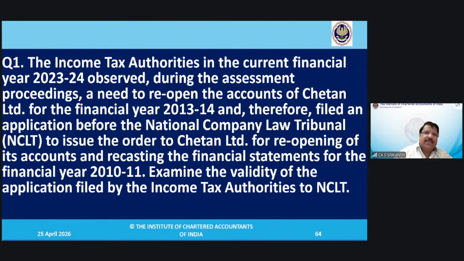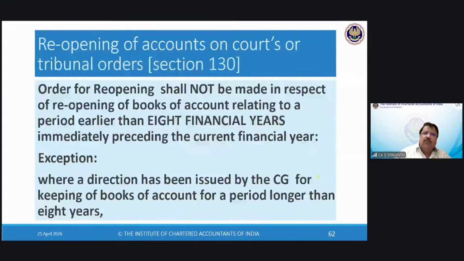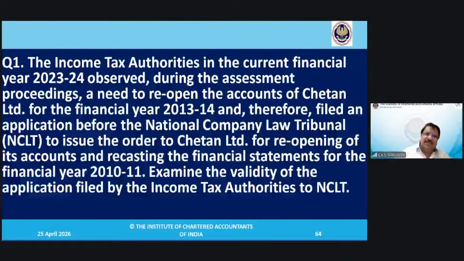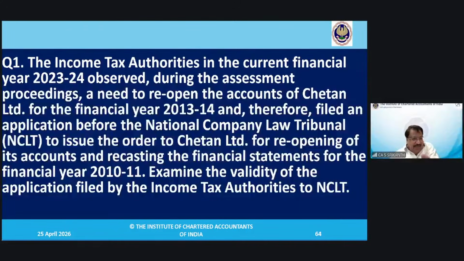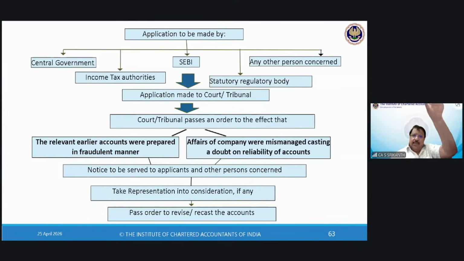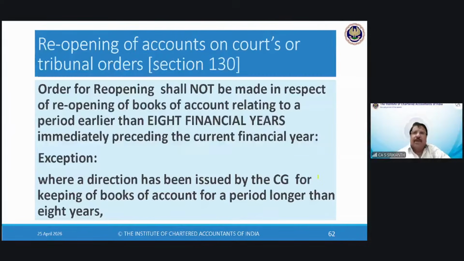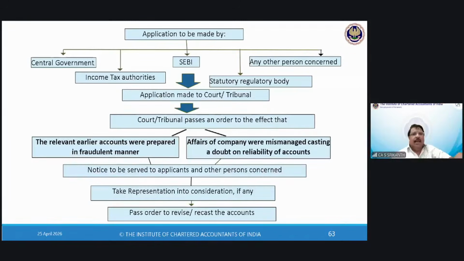There is nothing basically wrong with the application. Income tax authorities are entitled to make an application under this section, but only up to 8 financial years. Before 8 financial years, they cannot go. It is earlier than that. So that's all. See, the real secret here is they're not asking you to write the whole thing. They just want you to observe that this is beyond. So you just have to write, central income tax authorities can make an application under section 130, but as the application is made for a year which is more than 8 years before the date, it cannot be done.